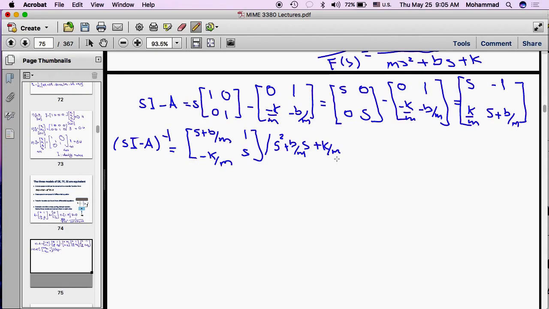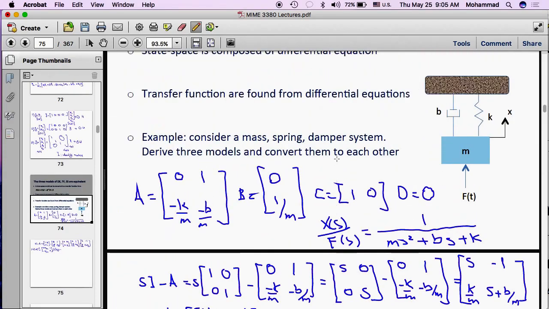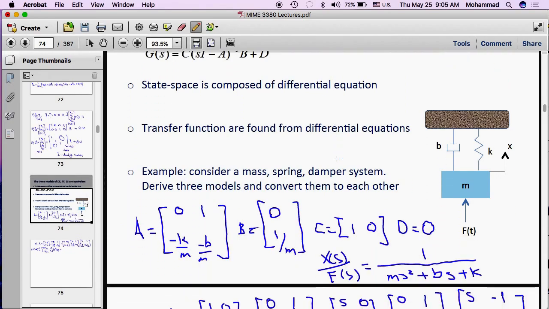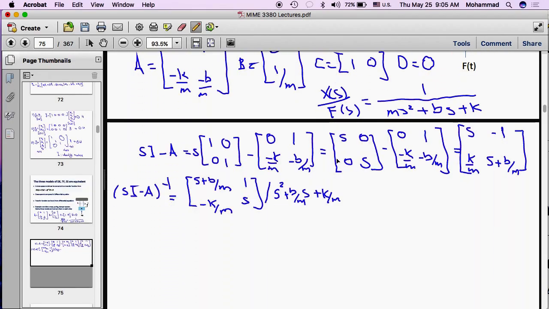What is the next step? According to the formula, I need to take this and pre-multiply it by C. What is my C? C is 1, 0. So 1, 0 is of what dimension? What is the dimension of C? How many rows? 1 row. How many columns? So it's 1 by 2 multiplied by a 2 by 2. So the result is what dimension?